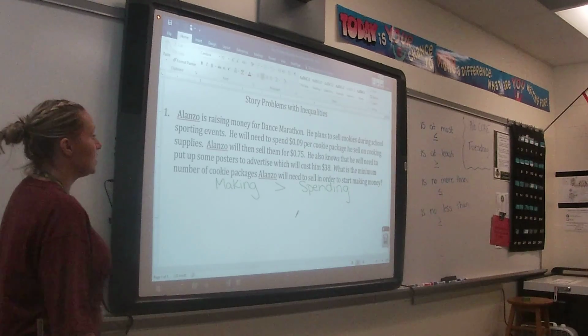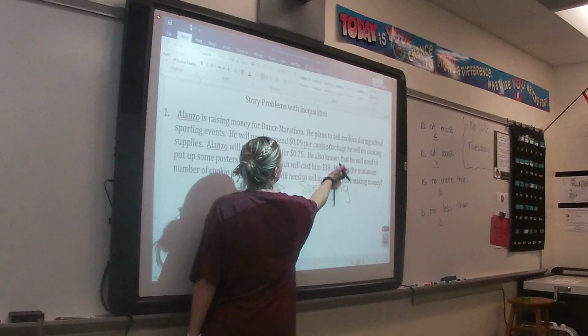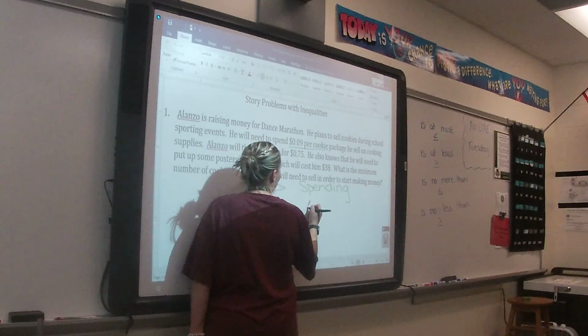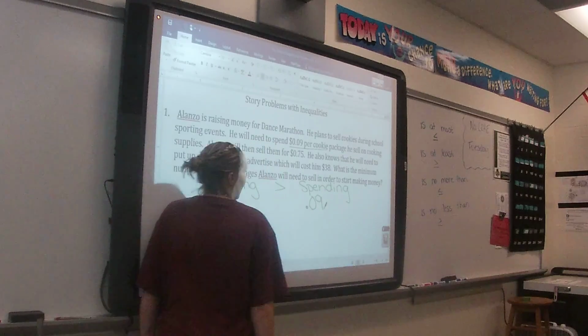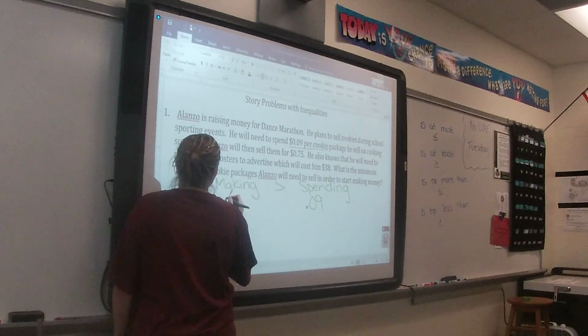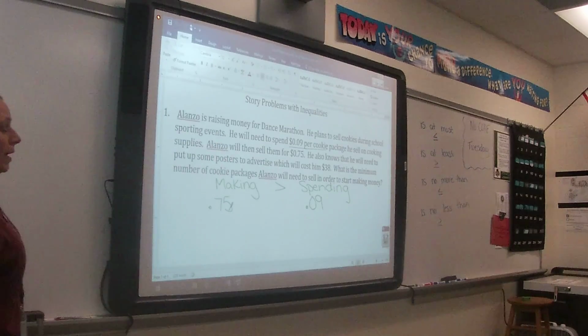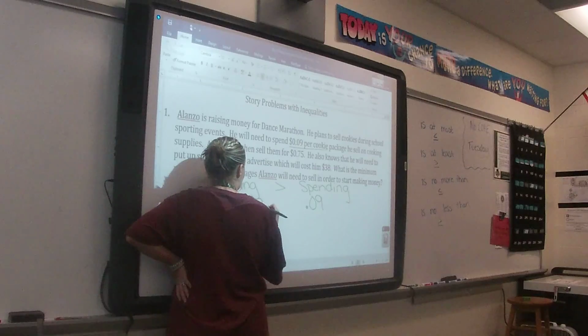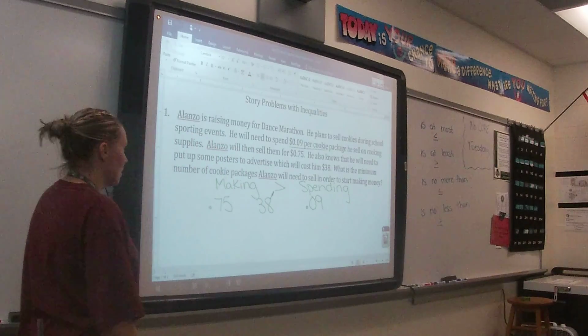Okay, so he will need to spend 9 cents per cookie. Is that making or spending? Spending, so I'm going to put that over here. He will then sell them for 75 cents. Is that making or spending? Making. Okay, he knows that he will also spend $38 on posters to advertise. Making or spending? Spending. You put it making.